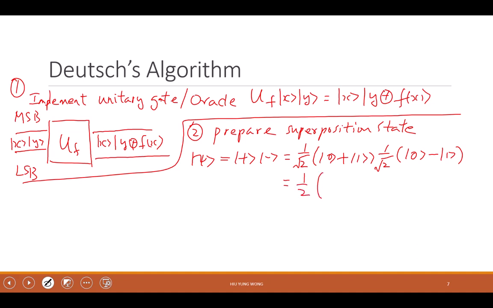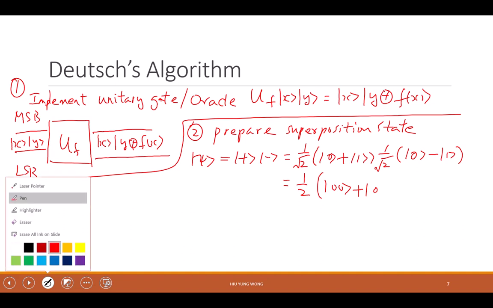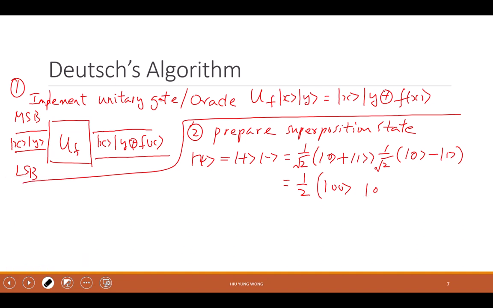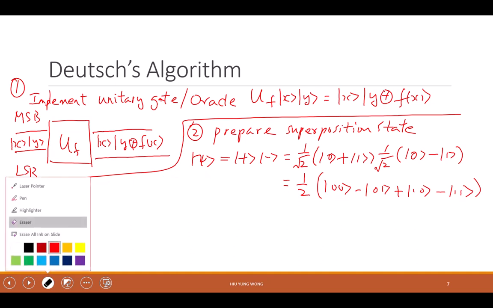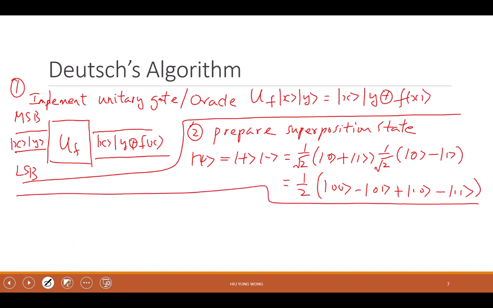And then you just do multiplication, like what you did in elementary school, right? 00 plus 0, what is 0 1? Thank you. Should be minus 01, plus 10 minus 11. Is this okay? Any questions? Right, so this is just the math, but you need to be able to understand. If not, please let me know, okay?